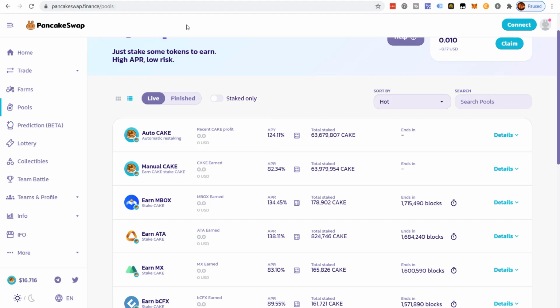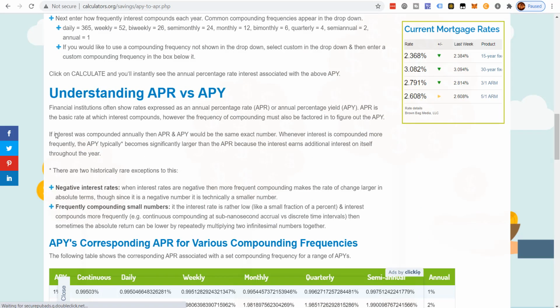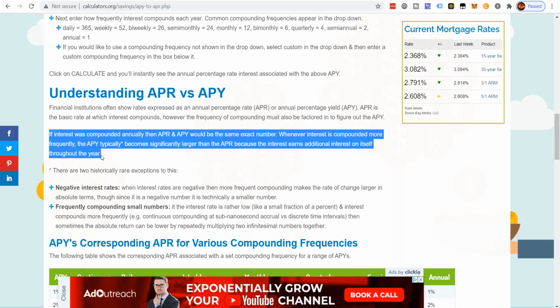Let's come here and take a look. This little paragraph explains it. And I'm going to give you a little tip to help you remember. If interest was compounded annually, then APR and APY would be the exact same number. Whenever interest is compounded more frequently, the APY typically becomes significantly larger than the APR because the interest earns additional interest on itself throughout the year.